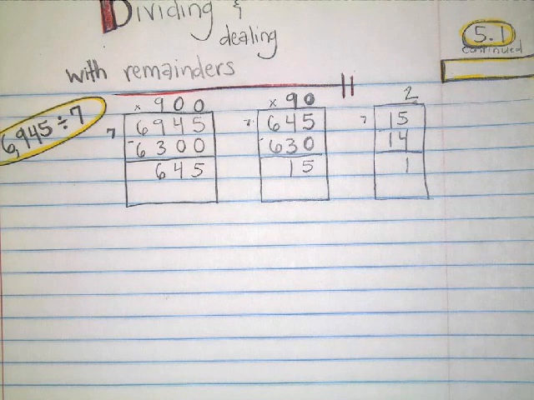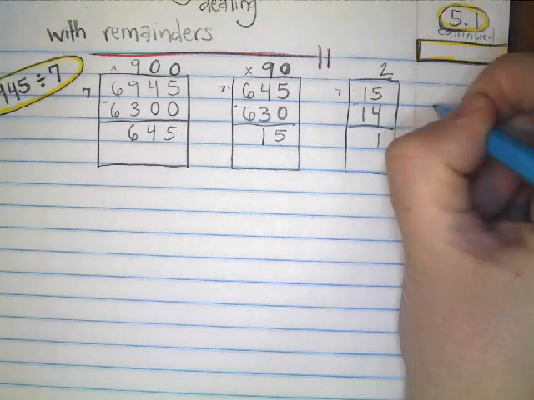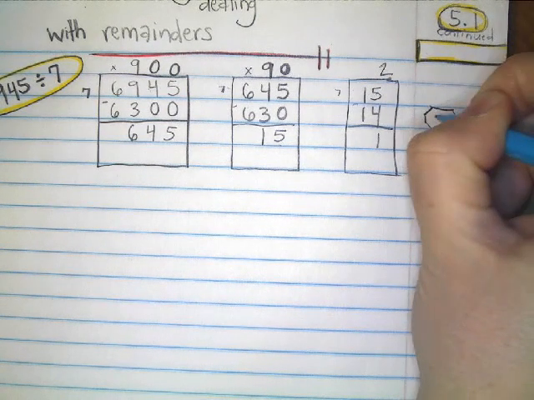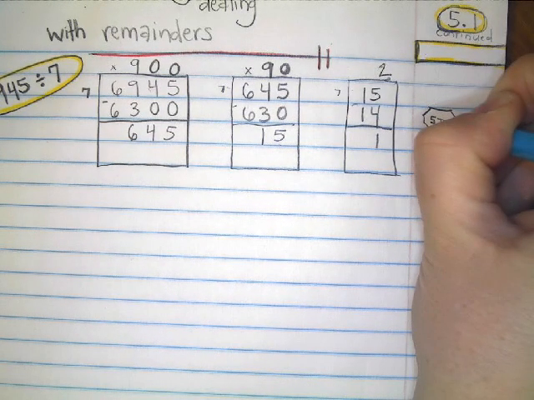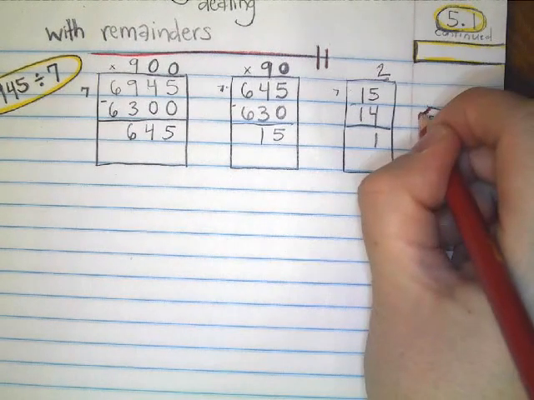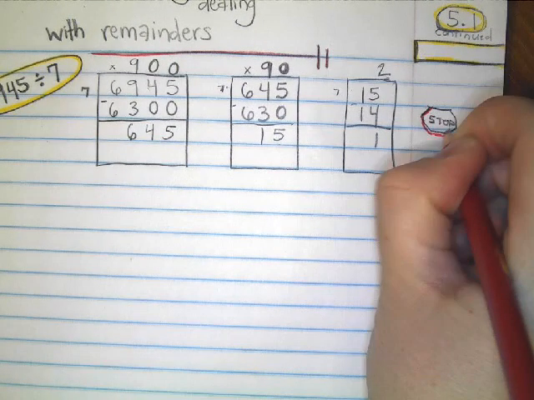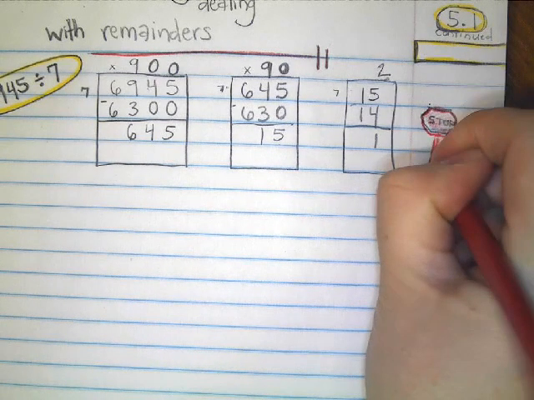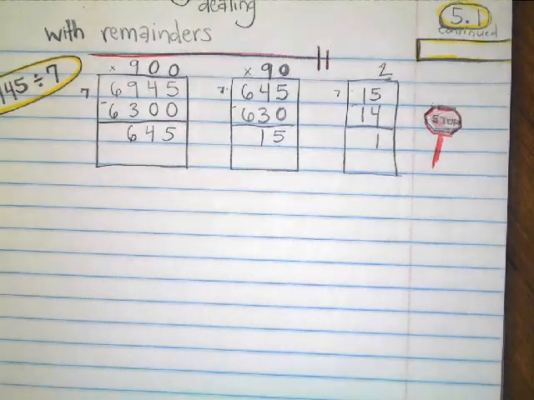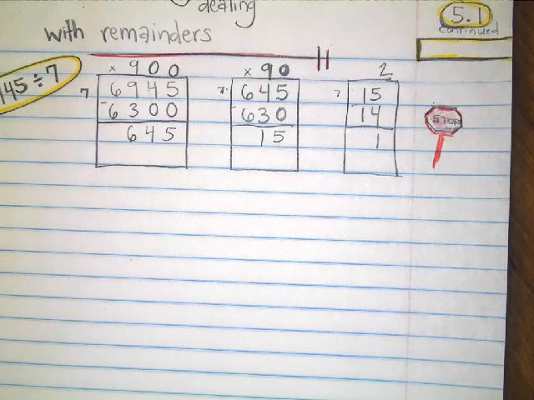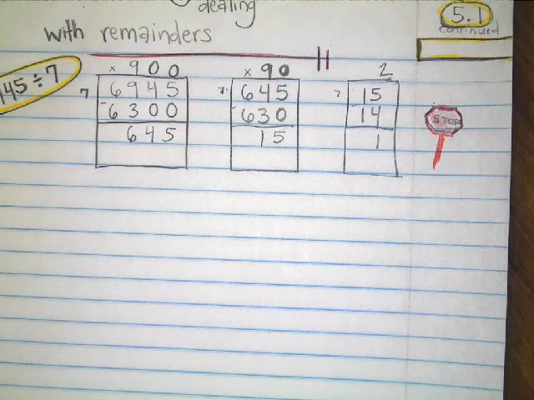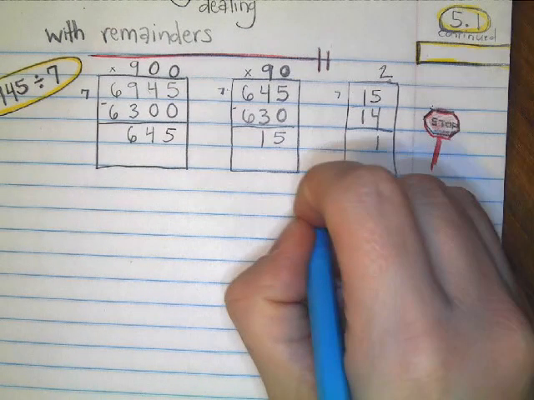So this is where you have to stop and think. So I want you to draw a stop sign, and make sure it's red. Stop and think about this. Do I need to draw another place value box? No, because the number, the leftovers, is smaller than the divisor.